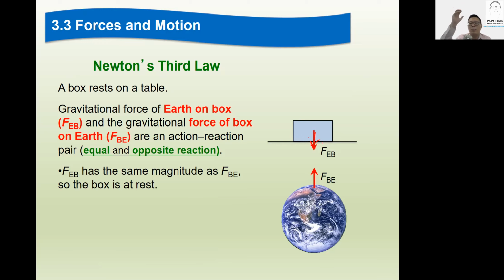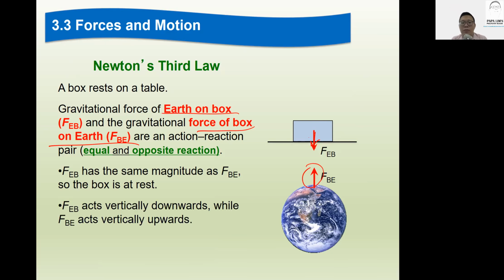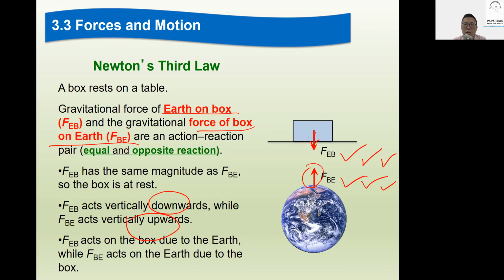So when the Earth is pulling the object down, indirectly I'm also saying that the box is pulling the Earth upwards. This is what we call an action and reaction pair. When the Earth is pulling the box down, the box is also pulling the Earth up at the same time. This is what we mean by Newton's action and reaction pair. So you'll find that these two forces are opposite in direction, equal in magnitude, and occur at different bodies. This is what we mean by Newton's third law.